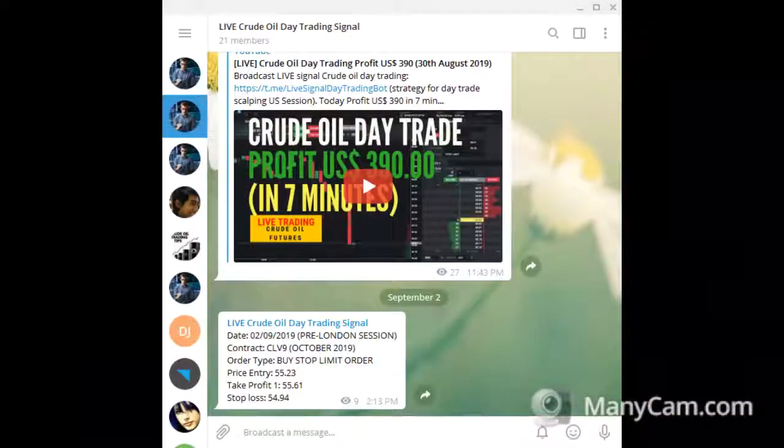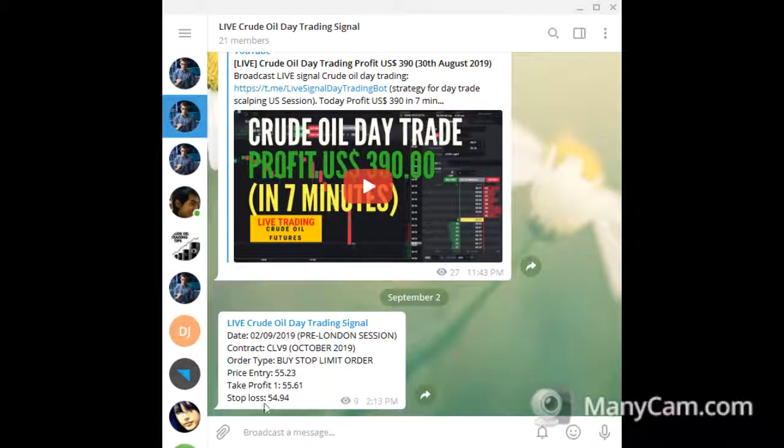So this is the signal I sent out recently, about 30 minutes ago. There's a buy signal entry at 55.23. Target is 55.61. So let's hope this will bring a good entry for today.